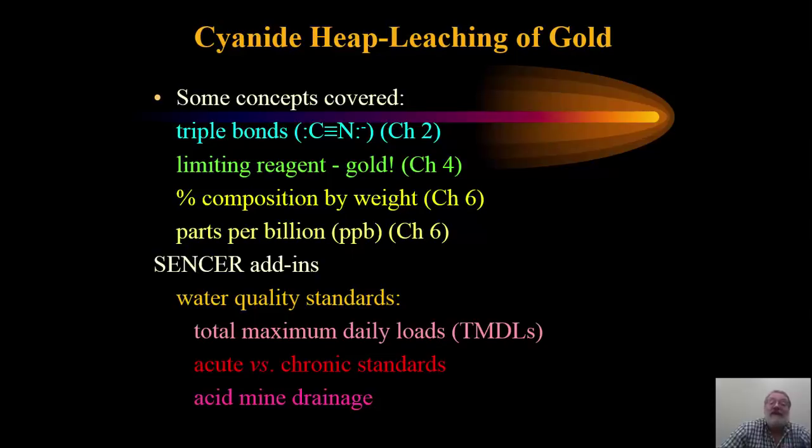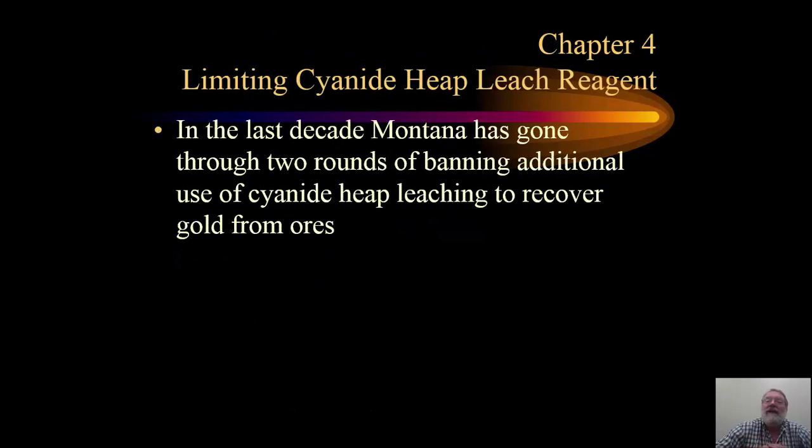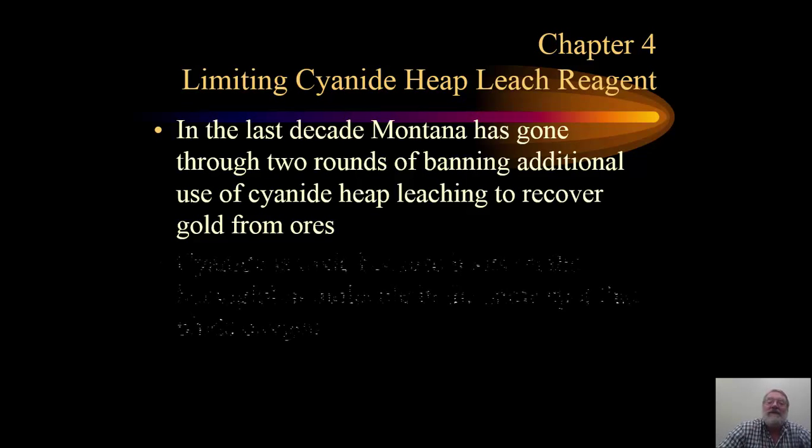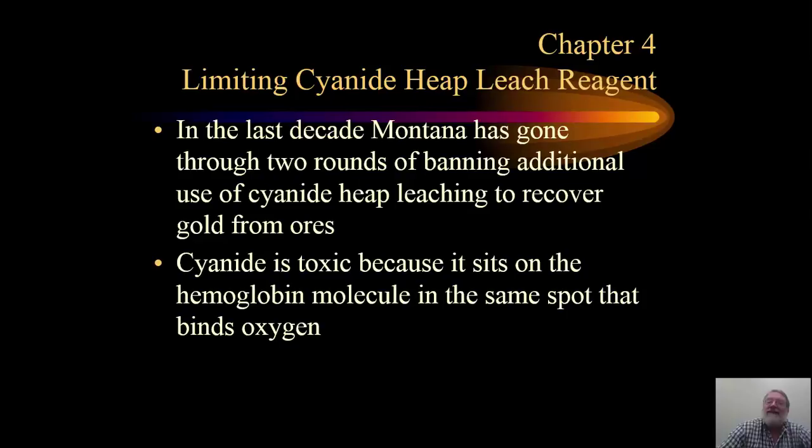So see, here's another disciplinary rich topic. It leads to lots of different tie-ins with the course, and I get to visit it quite a few times. Here's what it looks like in Chapter 4. In the last decade, Montana has gone through 2 rounds of banning traditional use of cyanide heap leaching to recover gold from ores. But cyanide is toxic.